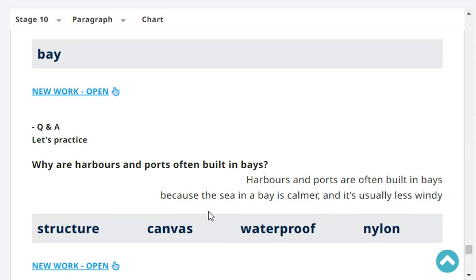Why are harbors and ports often built in bays? Harbors and ports are often built in bays because the sea in the bay is calmer and it's usually less windy. Very good. And that's the end of our revision.